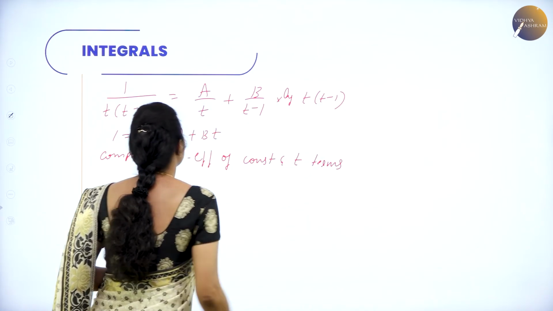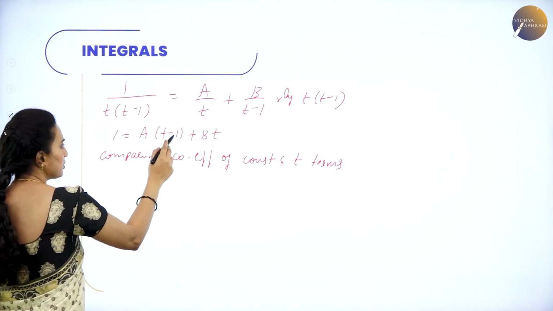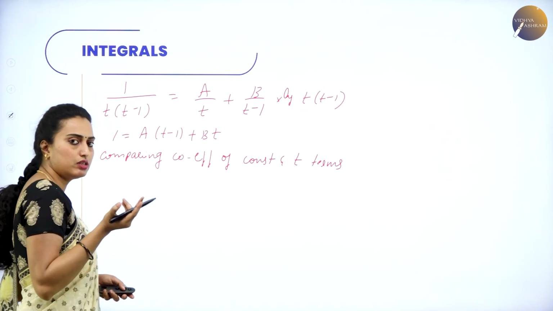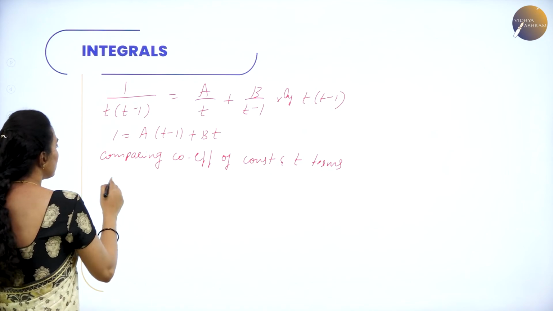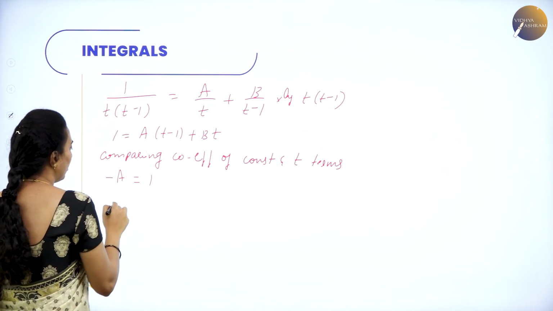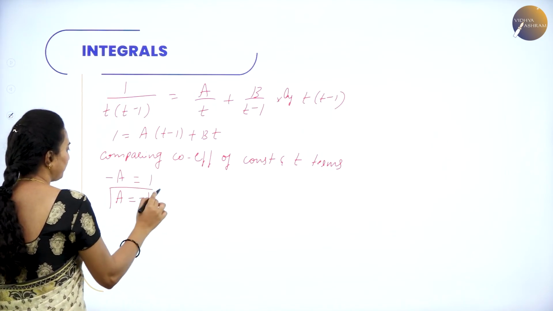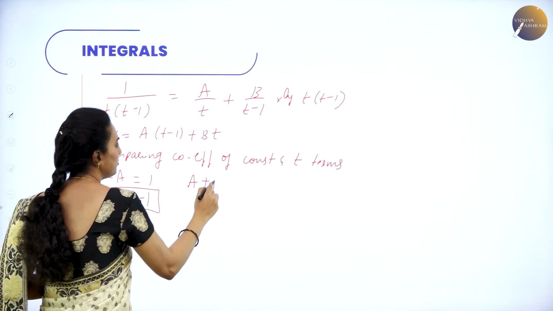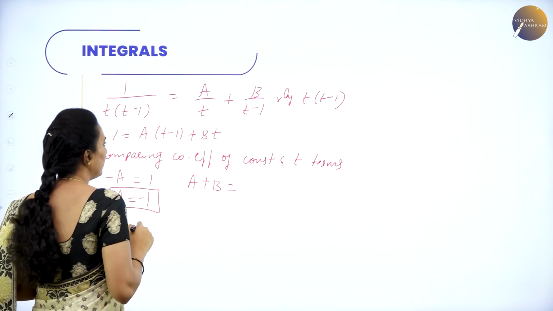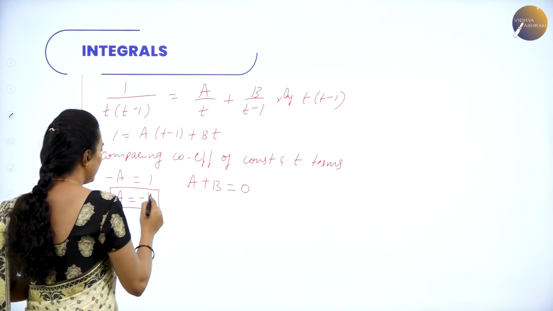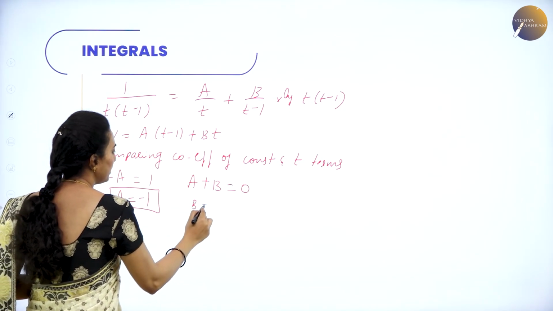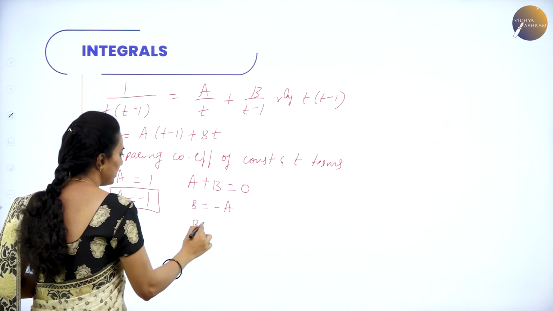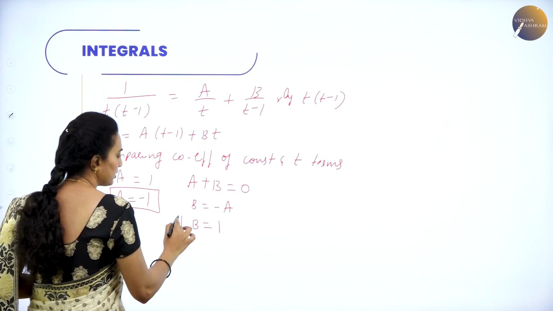So what happens to this? Constant terms: a into minus 1 is minus a. b is not a constant because it is a coefficient of t. So minus a is equal to 1, or a is equal to minus 1. And the coefficient of t is a into t plus b into t. So a plus b is equal to 0. So b will be equal to minus a, or b will be equal to minus of minus 1, which is plus 1.